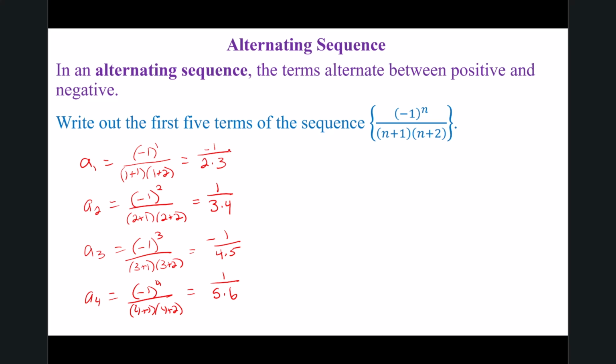So this is an alternating sequence. It's going back and forth. And then a sub 5, it says to find the first 5 terms. So a sub 5 would be negative 1 to the fifth power over 5 plus 1 times 5 plus 2, which is negative 1 to an odd power, divided by 6 times 7.